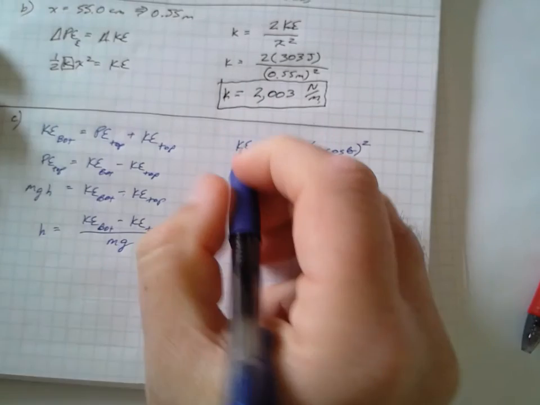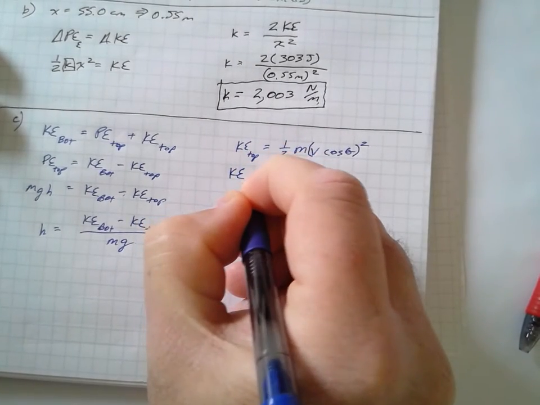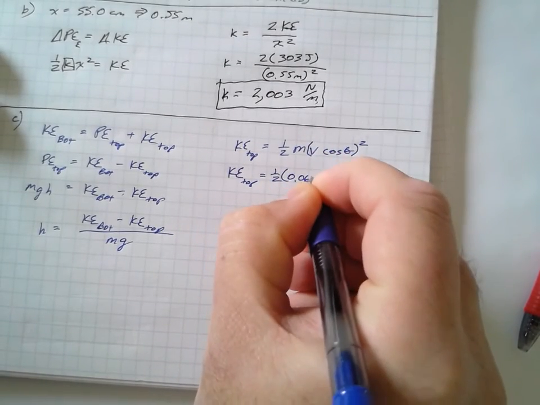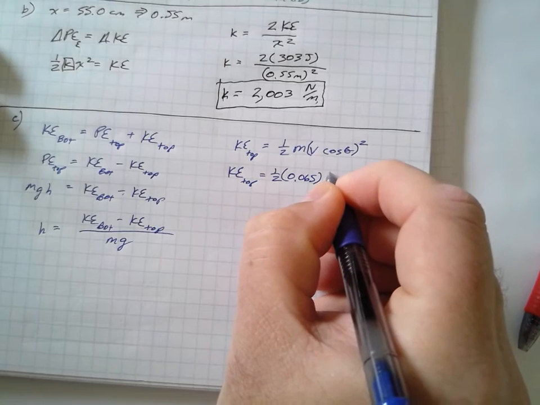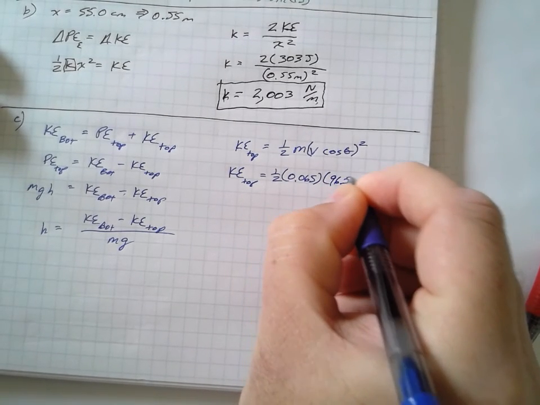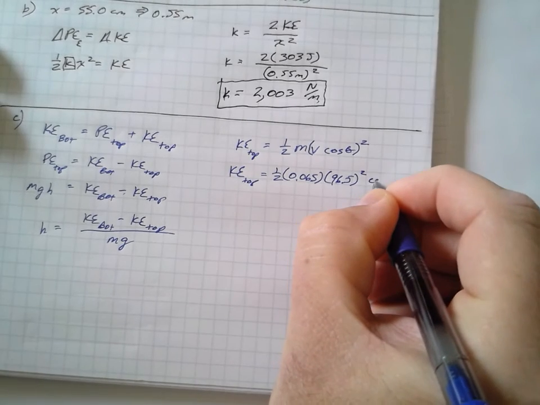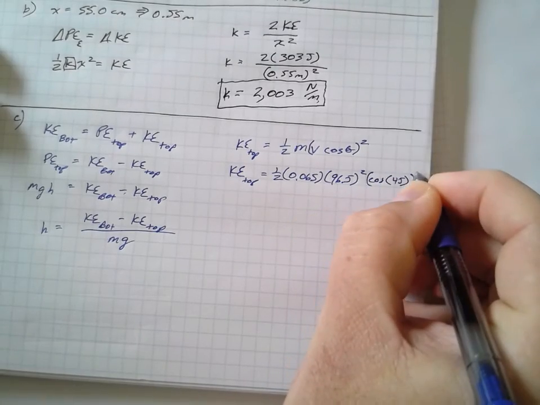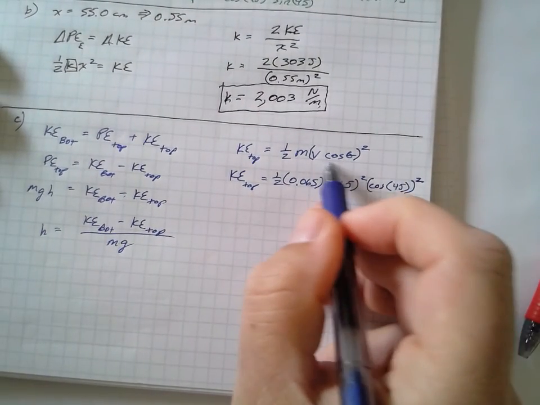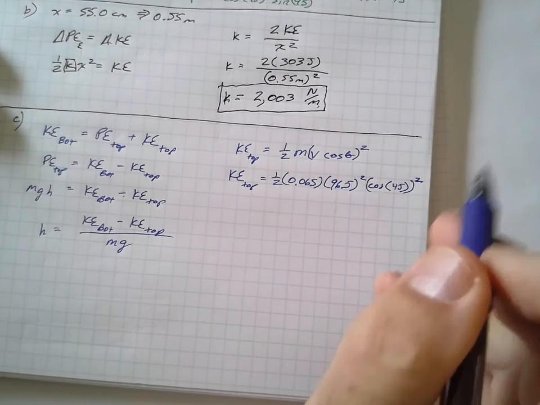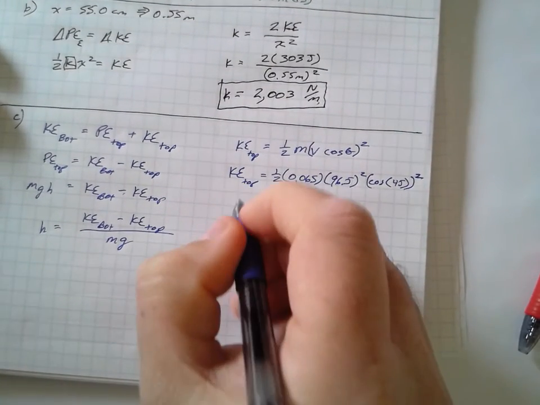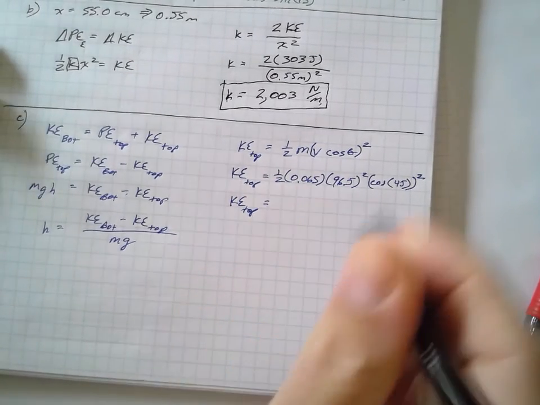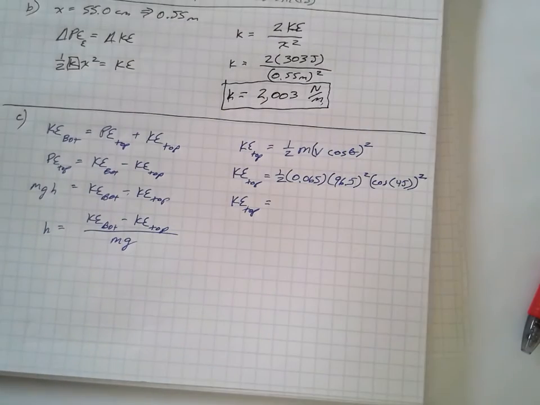So what we're going to do here, it's not too difficult. Kinetic energy at the top is going to be 1/2 of 0.065. Then I'm going to multiply this by 96.5 squared times cosine of 45. I'm going to put another set of parentheses here because that's got a square also because it's part of the velocity. So it's got a square too. If you don't square it, you're not going to get the right answer. So my kinetic energy at the top is going to be equal to, now I'll take out my handy dandy calculator.